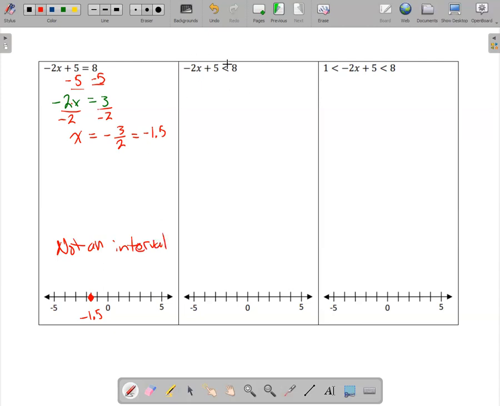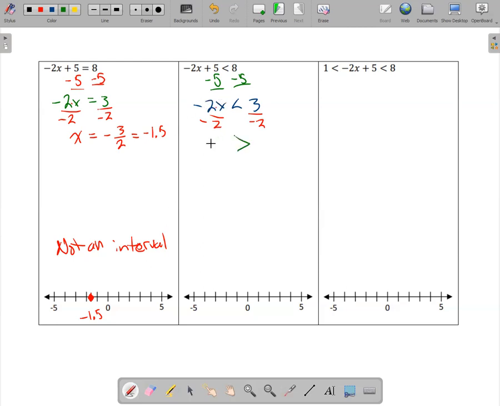All right, next one, same set of steps with one trick. Subtract the 5. 5 minus 5 is 0, leaving just the negative 2x on the left. On the other side, 8 minus 5 is 3. Now, subtracting a number is no big deal. Here's where it becomes a big deal. If you try to divide by a negative, what do I have to do next? Flip the inequality. Since I divided by a negative, I've got to reverse that.